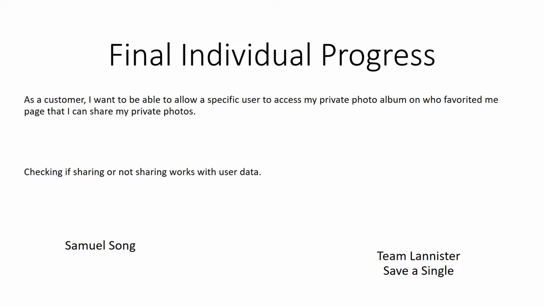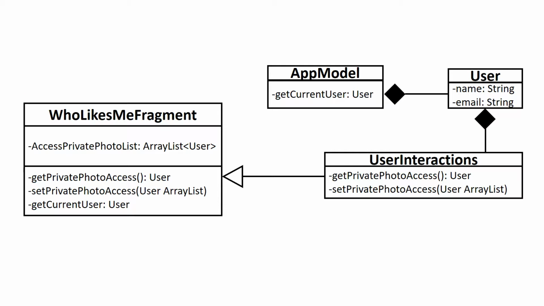Next, as a customer, I want to be able to allow a specific user to access my private photo album on the Who Favorite Me page so that I can share my private photos. Here again, this is my UML diagram. In the Who Likes Me fragment, when a user clicks a user on a list view, it'll show a dialog box. If the user clicks Share Private Album, it'll get the position number and add it to the local Access Private Photo List. The Access Private Photo List will be stored using setPrivatePhotoAccess.